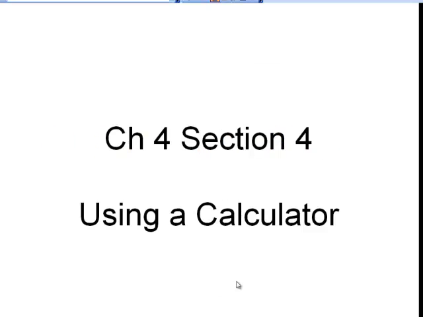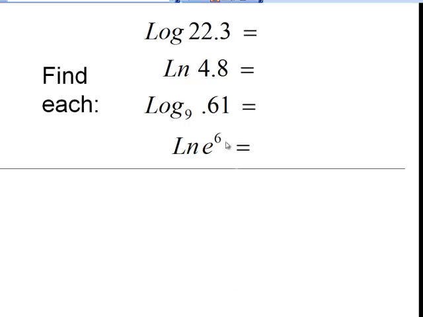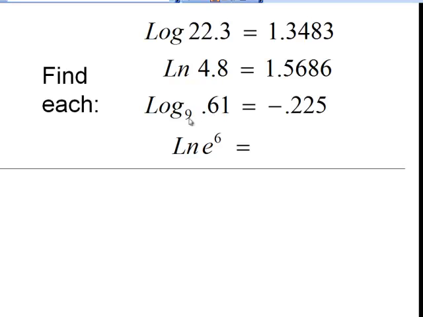Okay, section 4 is using a calculator. It goes fairly quickly. You just type these in the calculator. Push in the log of 22.3. Push the ln key, 4.8. Push the log key of 61 divided by the log key of 9. You have to split that one up because there's no log base 9. And then ln of e to the 6, you can just type that in and get 6.